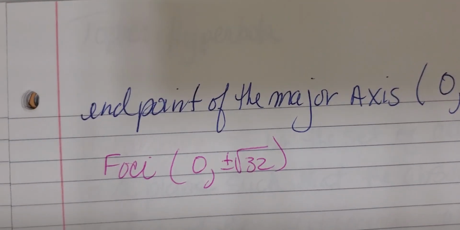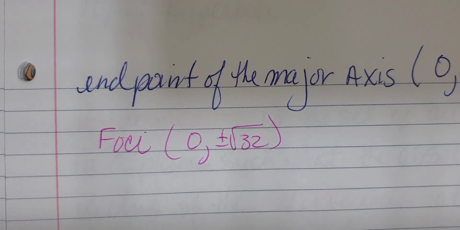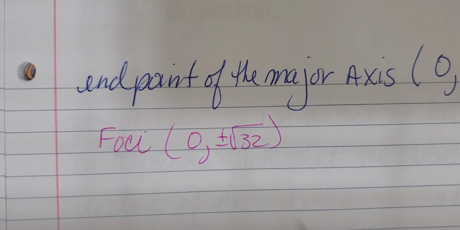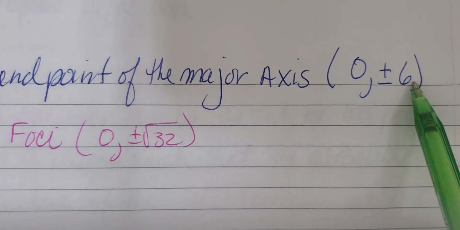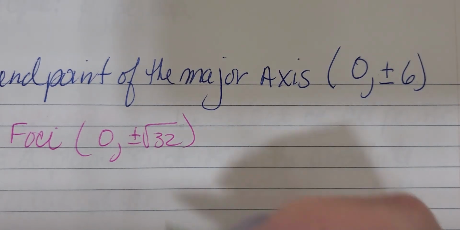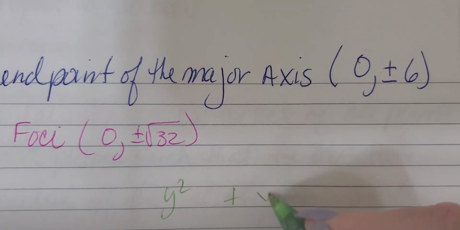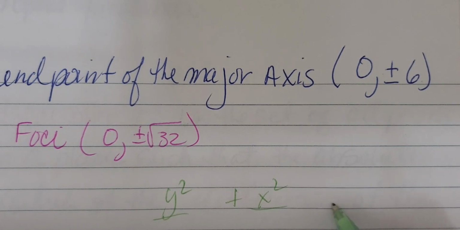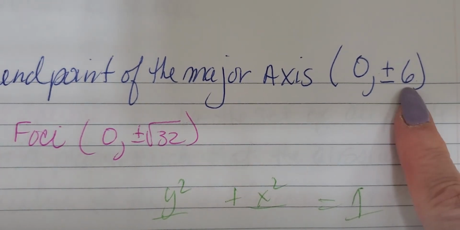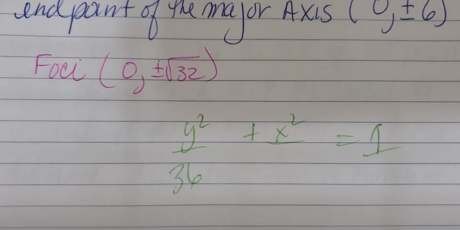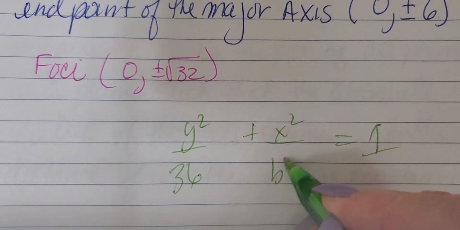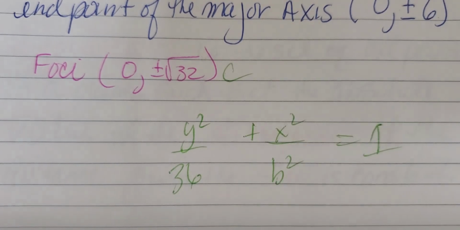All right, so for the next one, here's what we've got to do. The endpoints of the major axis and the foci make sense because they're both on the y-axis. So that means the y squared is going to come first. And we can do a lot here since we know this is y. This has to be 36. But I don't know what my b squared is. But I know what c is.